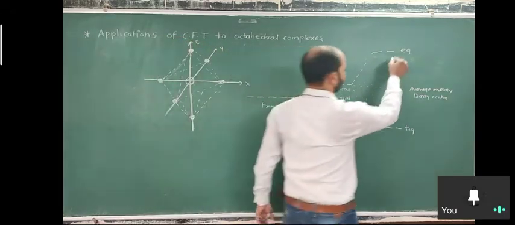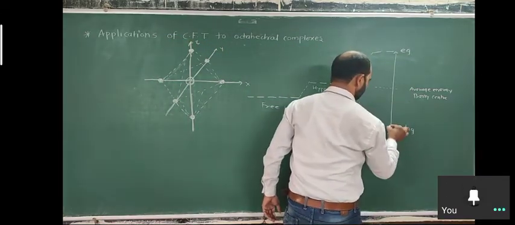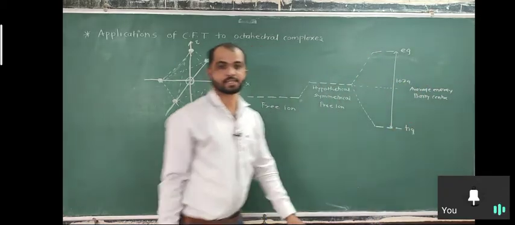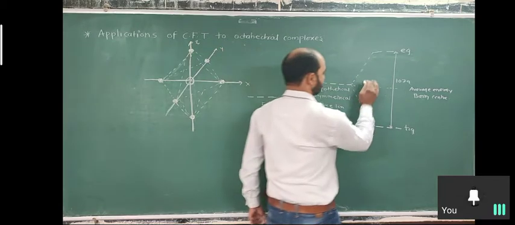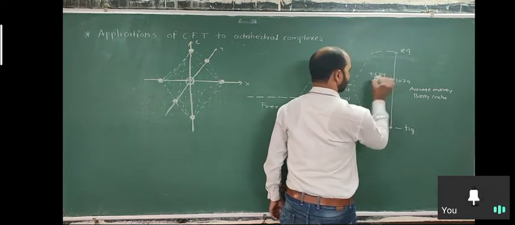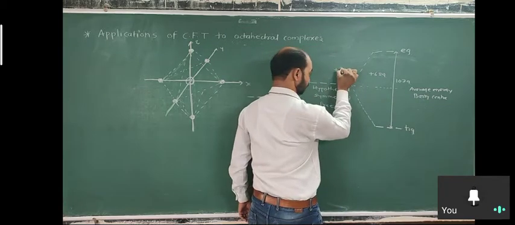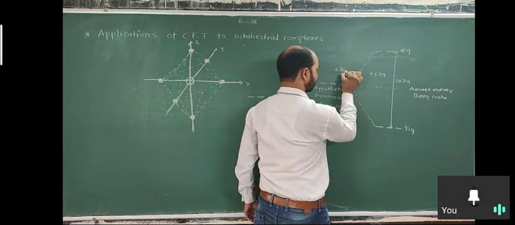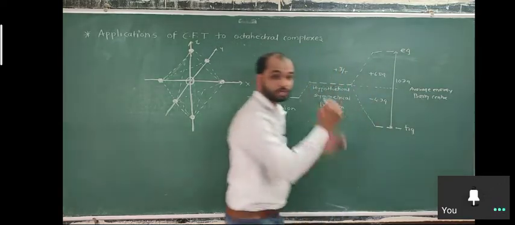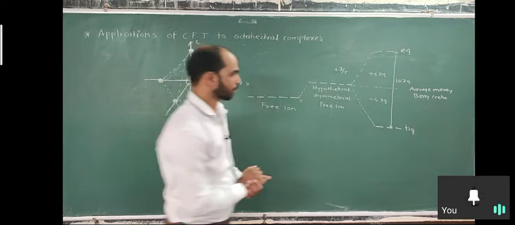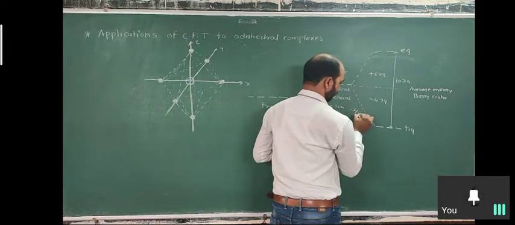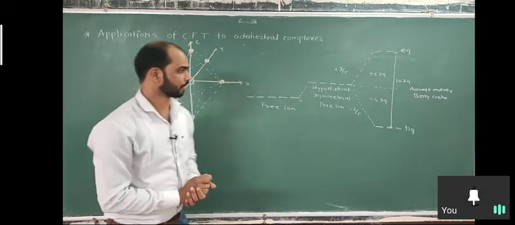And you know the total energy we consider here is 10 Dq. Above the barycenter, for Eg the energy is plus 6 Dq, or plus 3 by 5, and it is minus 4 Dq below the barycenter for the T2g orbitals, or also considered as minus 2 by 5.